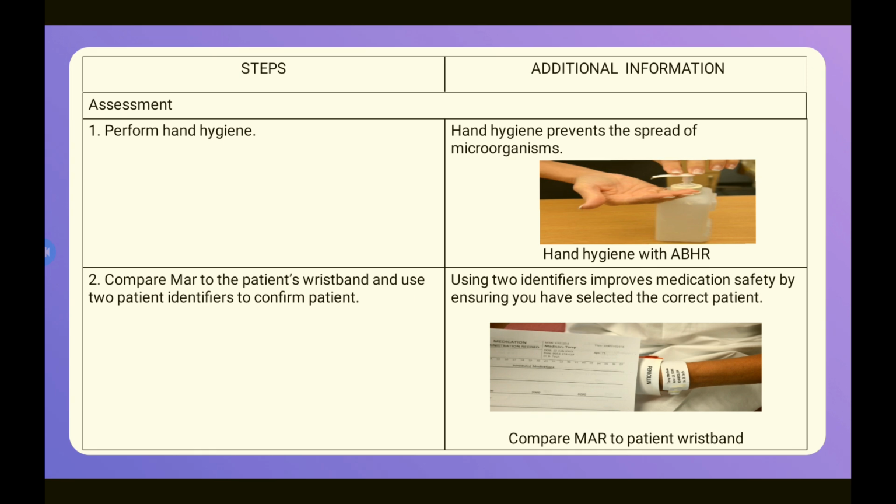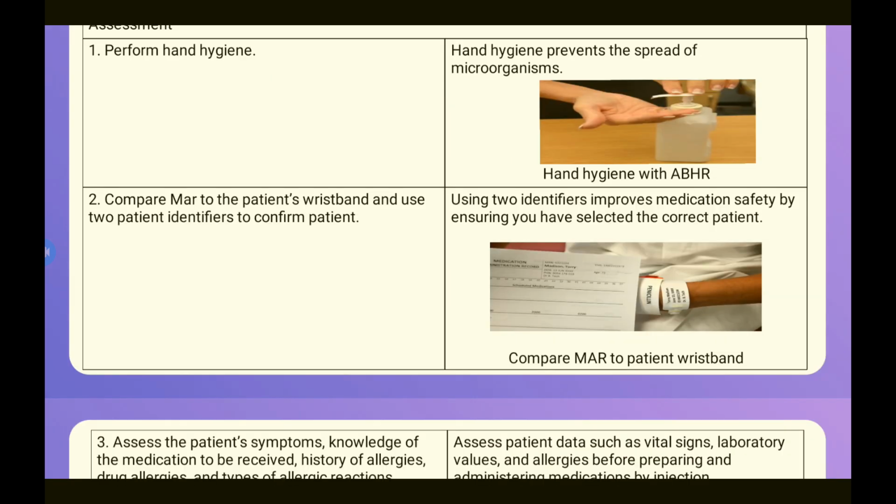First, we do some assessment like perform hand hygiene. Hand hygiene prevents the spread of microorganisms, as we said, and we use the alcohol-based hand rub. Number 2, we compare the medication administering record to the patient's wristband and use the 2 patient identifiers to confirm the patient, so that we give the correct patient the correct medication.